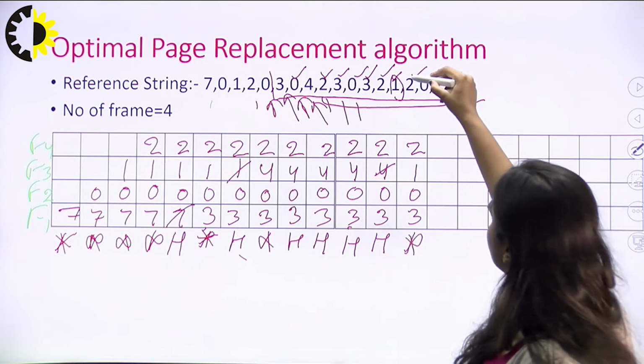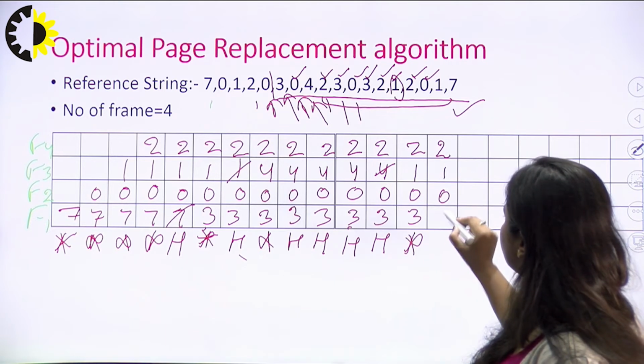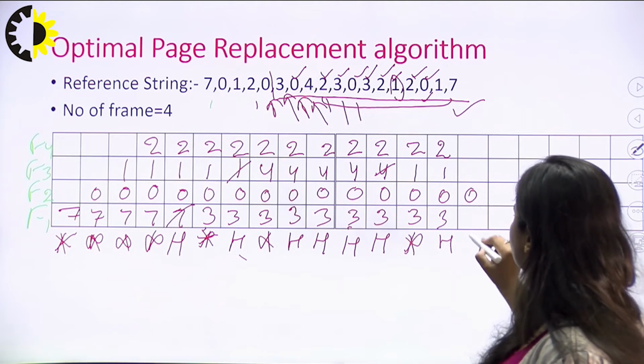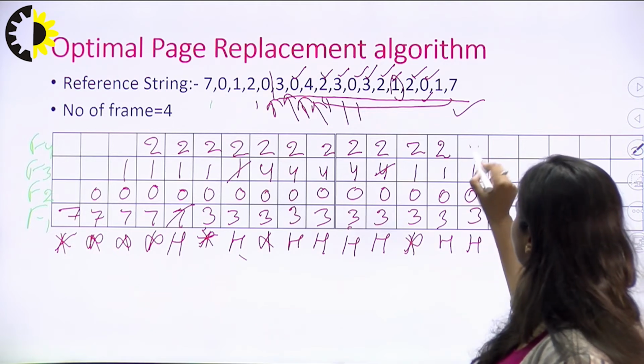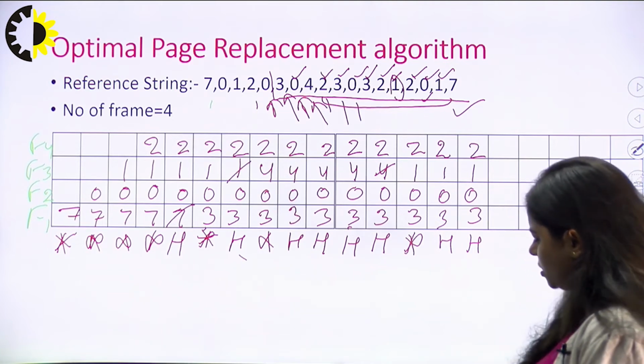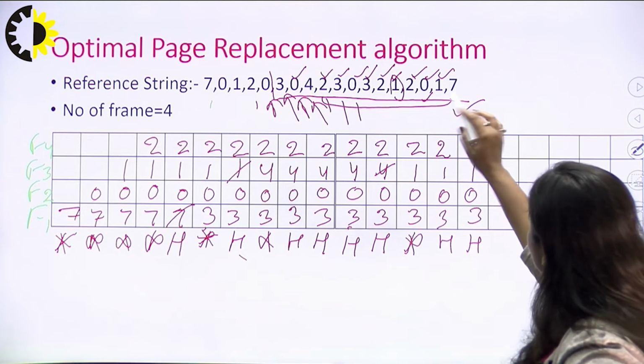Here we again have 2. We will write 2 over here. 1 0 and 3, it is a page hit. We have 0 already present, it is a page hit. We have 1, it is a page hit. Here we have 1, it is a page hit.